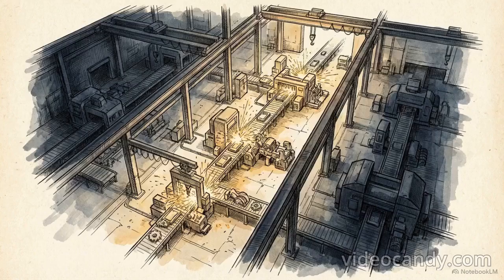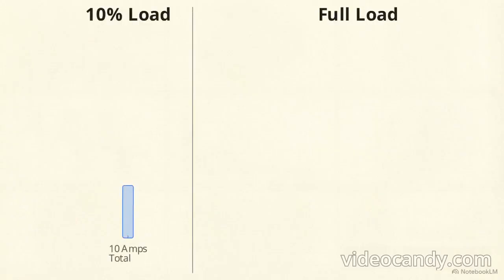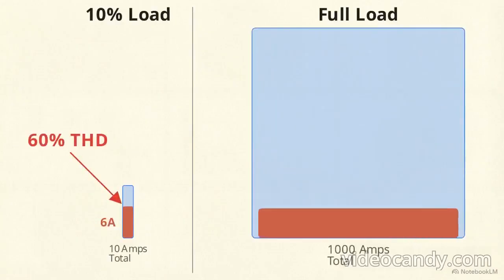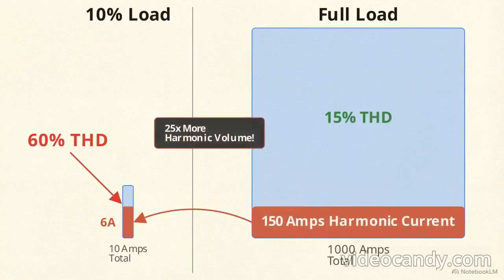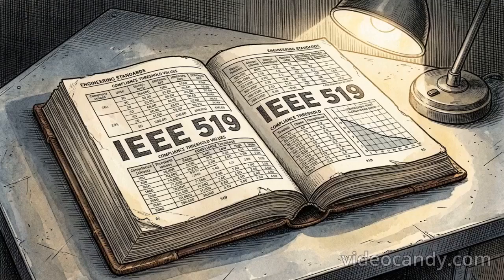This mathematical quirk makes THD an unreliable indicator of the actual physical stress being placed on the utility grid, especially for systems with highly variable power demands. A seemingly catastrophic 60% THD reading while a motor operates at 10% load actually produces far less destructive harmonic current than a 15% THD reading at maximum load.